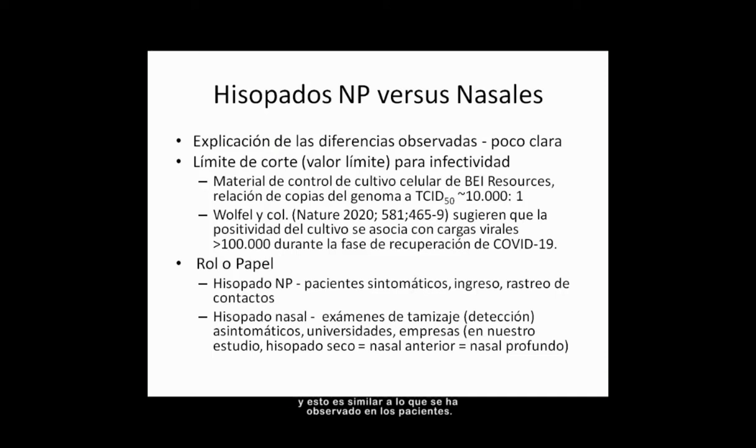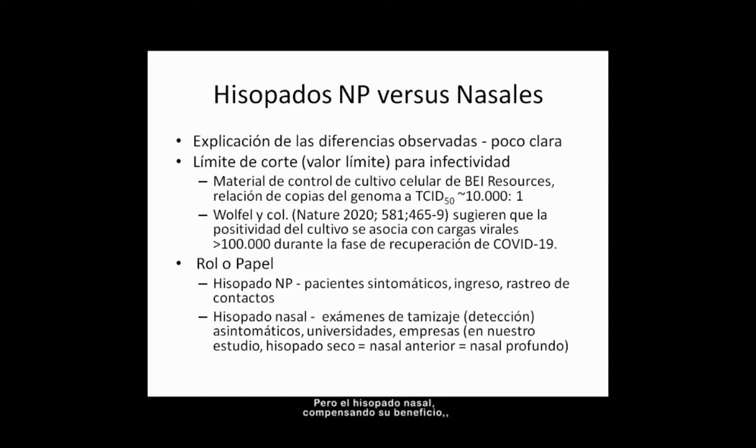And this is similar to what's been observed in patients. For example, the study by Wolfel et al. suggests that the ability to culture any virus from patients appears to occur with viral loads greater than 100,000 during the COVID-19 recovery phase. So what we think is that we should use the most sensitive possible collection technique, nasopharyngeal swabs, in symptomatic patients, in patients who are being admitted to hospitals, and for contact tracing.